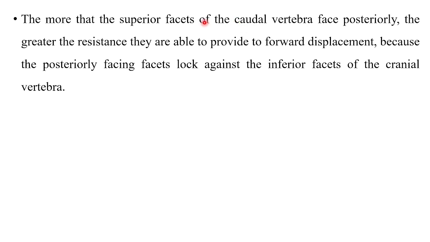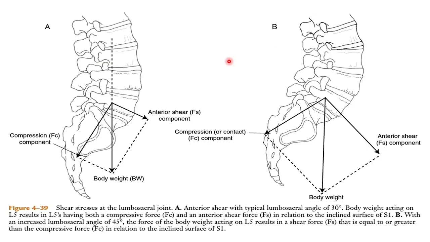So if the superior facets of the inferior vertebra are facing posteriorly, they can prevent excessive anterior displacement or anterior shearing forces, because of the more posterior location, they will be articulating and locking the inferior facets of the superior vertebra. So because of this interlocking mechanism, it can prevent excessive anterior shearing forces or forward displacement of the vertebrae. So this is the shearing force that happens at the lumbosacral joints. The maximum shearing force happens at the lumbosacral junction.